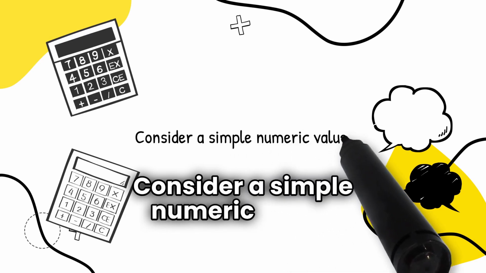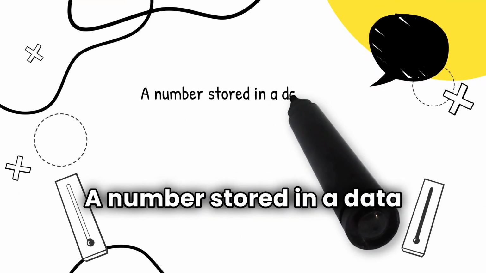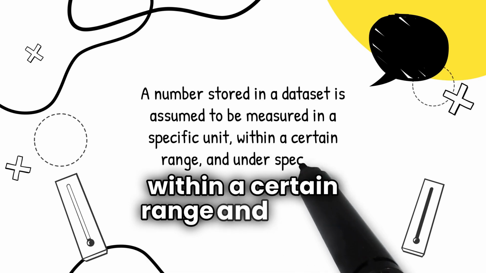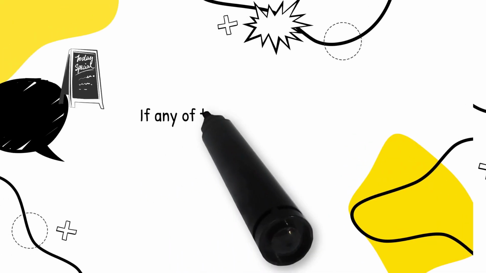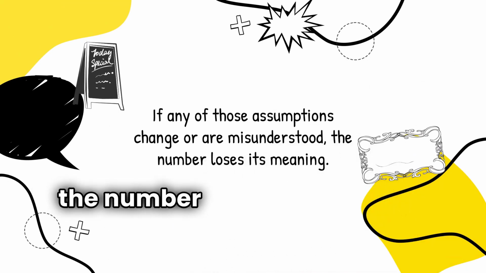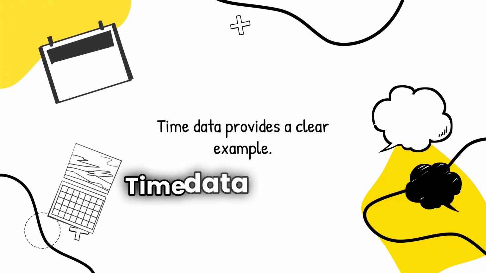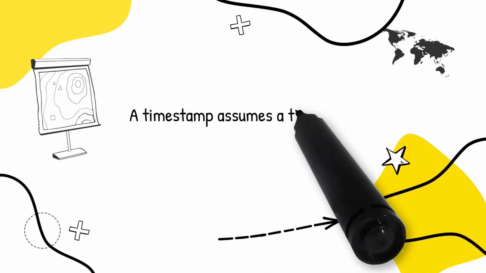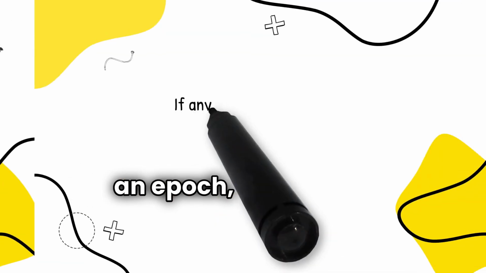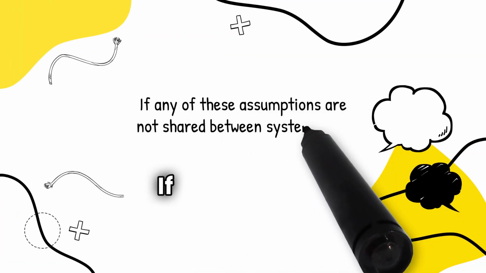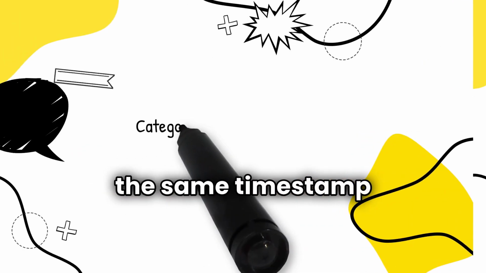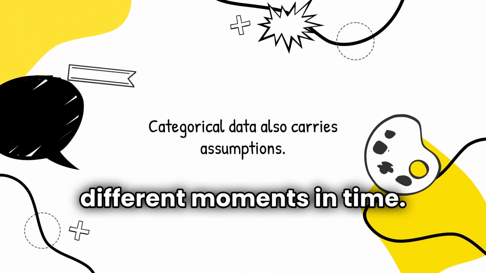Consider a simple numeric value. A number stored in a dataset is assumed to be measured in a specific unit, within a certain range, and under specific conditions. If any of those assumptions change or are misunderstood, the number loses its meaning. Time data provides a clear example. A timestamp assumes a time zone, a calendar system, an epoch, and a level of precision. If any of these assumptions are not shared between systems, the same timestamp can represent different moments in time.